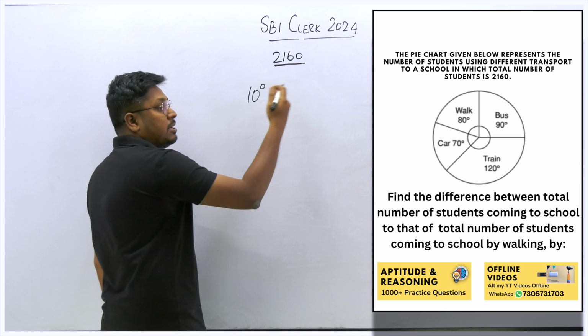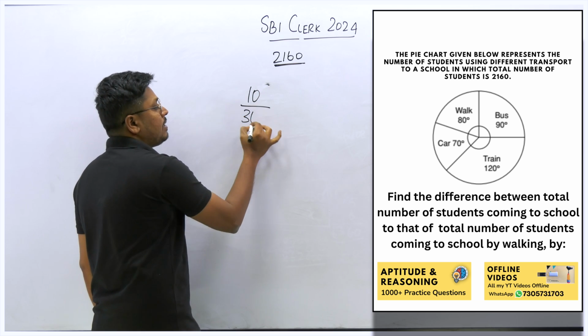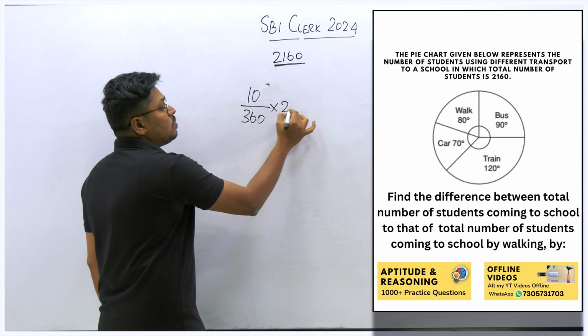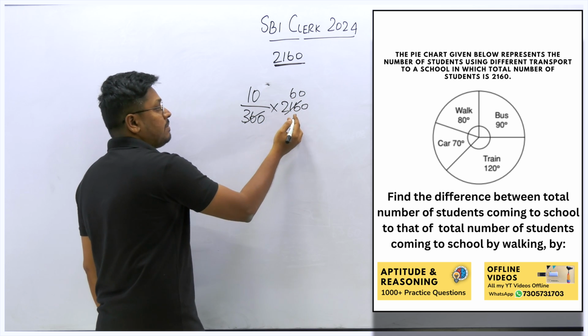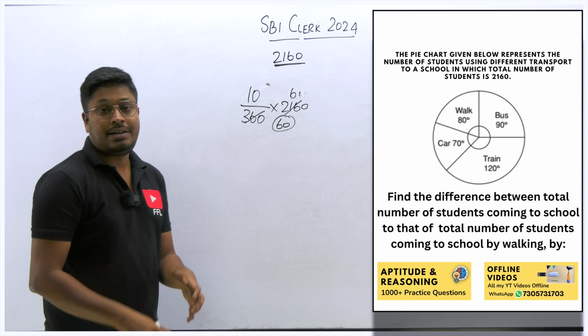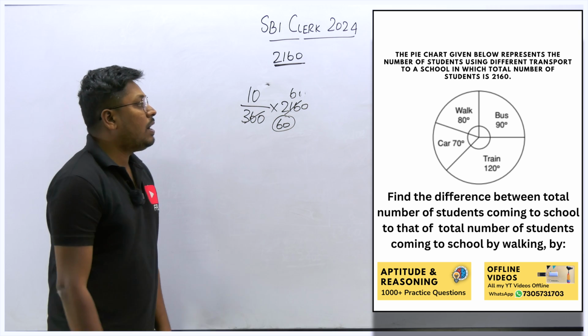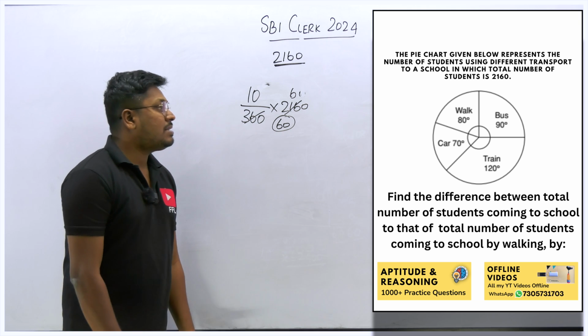But we need to find in terms of numbers. So in order to remove this degree, 10 divided by 360 into 2160. So we can cancel it. So this will be 6 times 10, so this will be 60. So 60 will be the total difference between the students who are going by bus to that of walking, right? That will be the answer for the last fifth question.